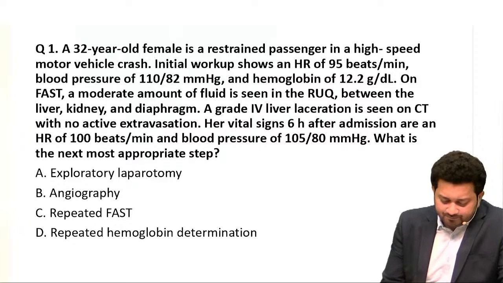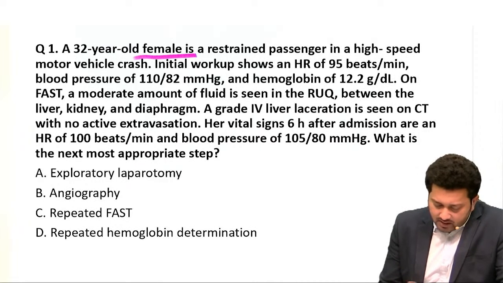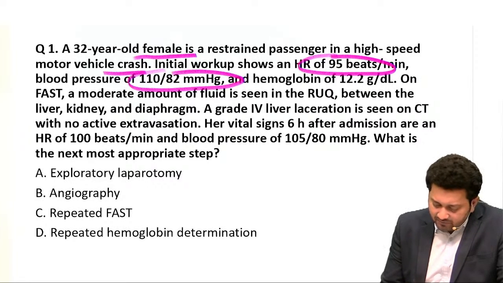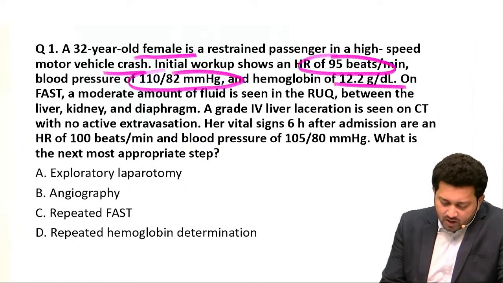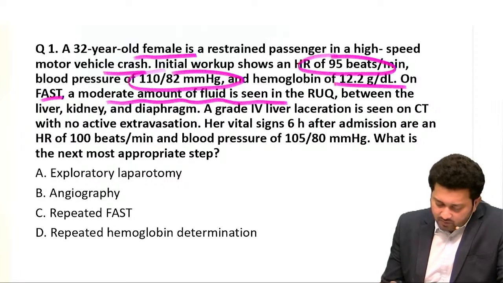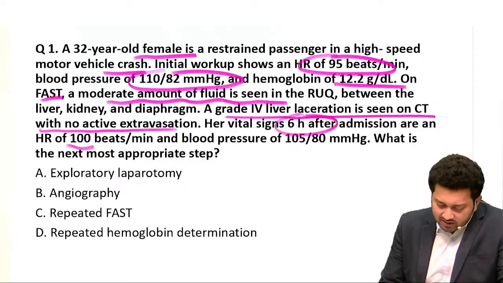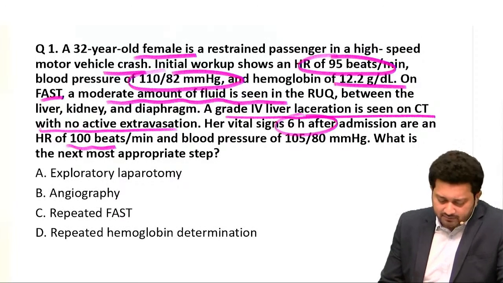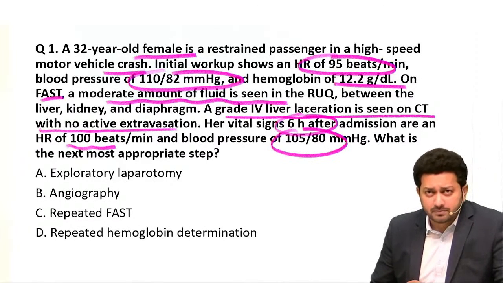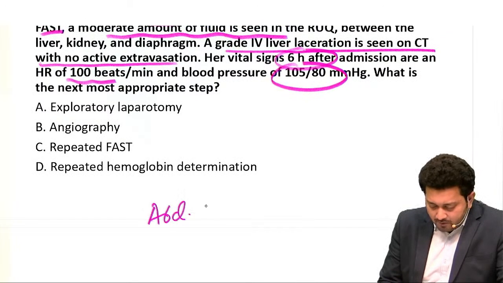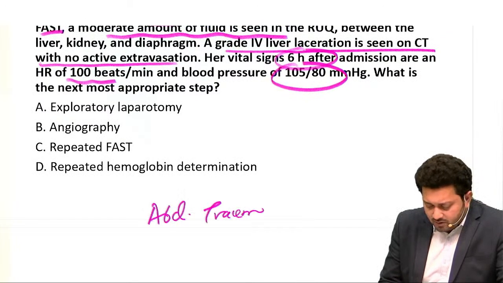Let's see. A 32-year-old female, high speed motor vehicle crash, heart rate is 95, BP is fine, hemoglobin is also fine. On FAST, a moderate amount of fluid, and a grade 4 liver laceration is seen on CT scan. Vitals after 6 hours are okay, slightly high heartbeat, BP still fine. What is the next most appropriate step? This question is about blunt abdominal trauma.